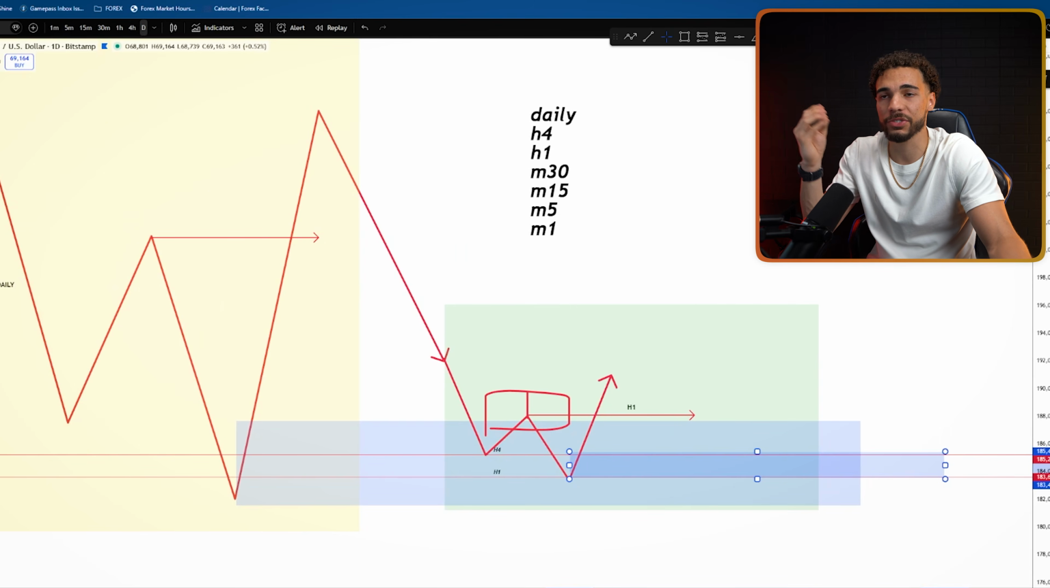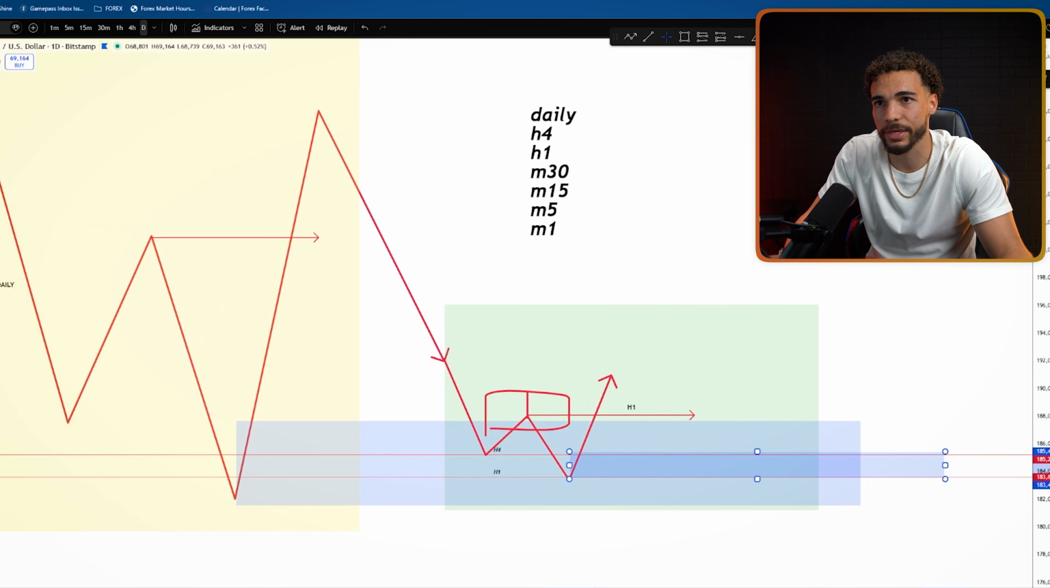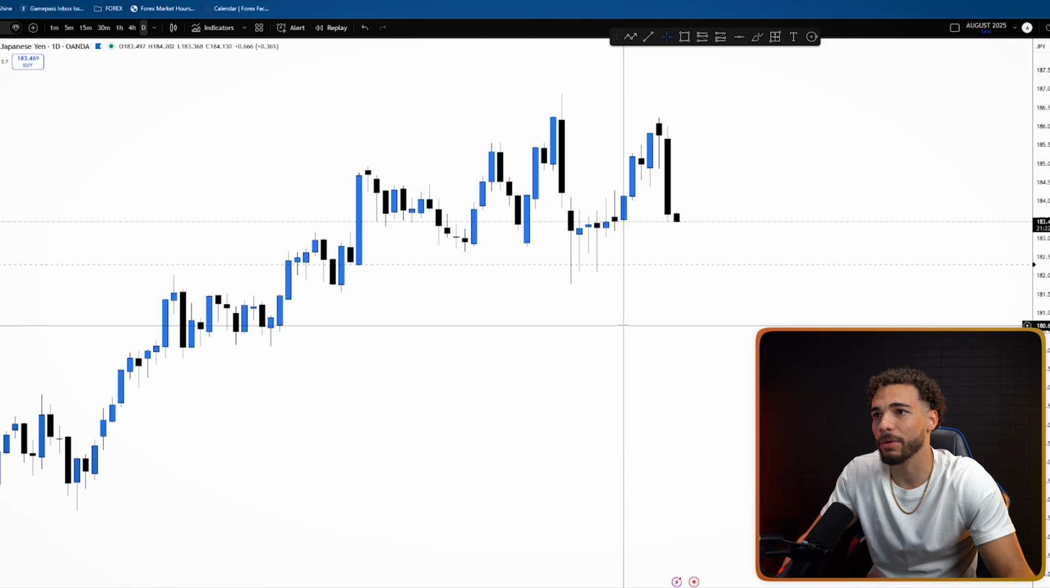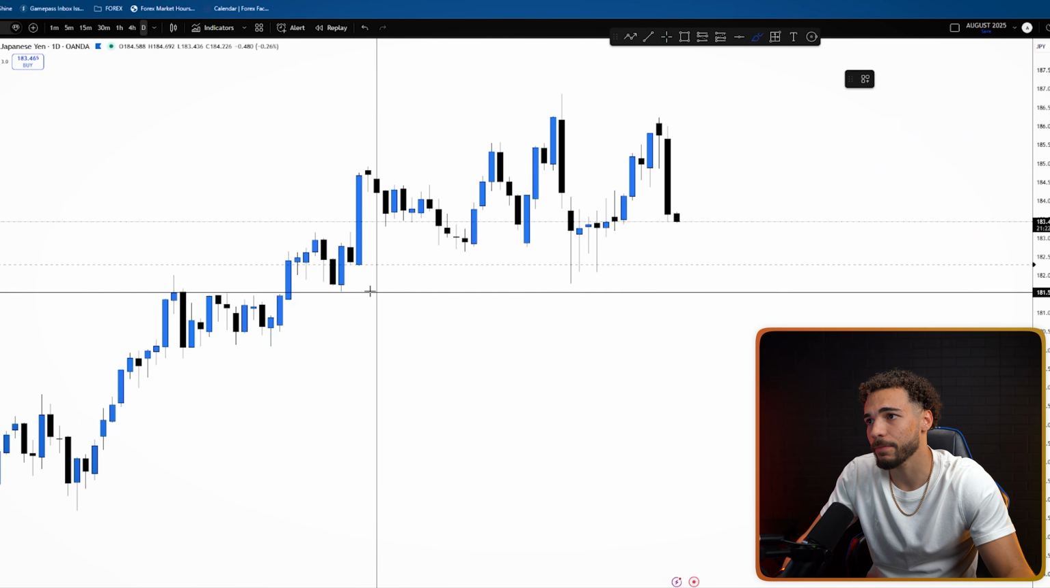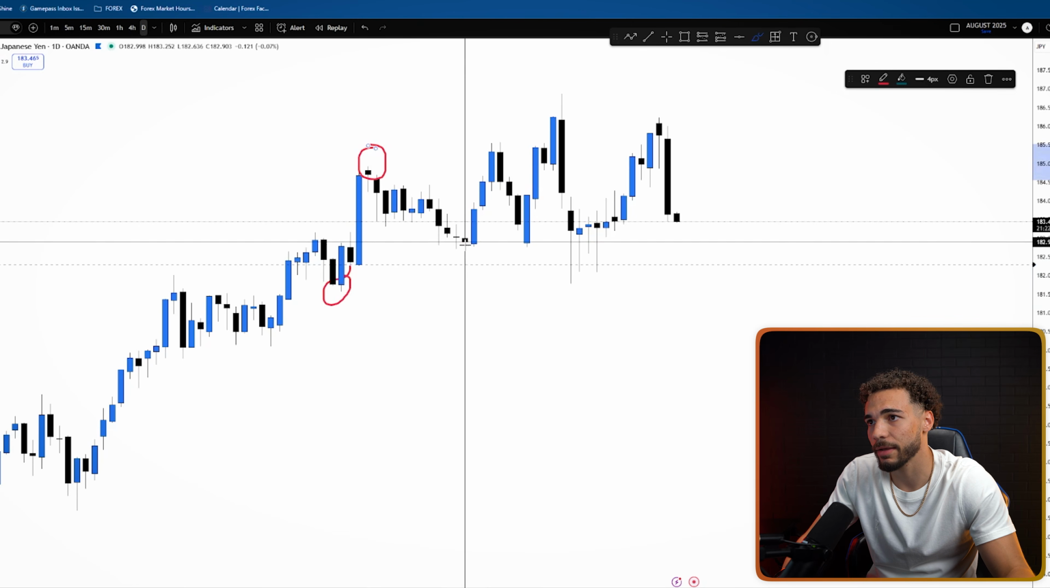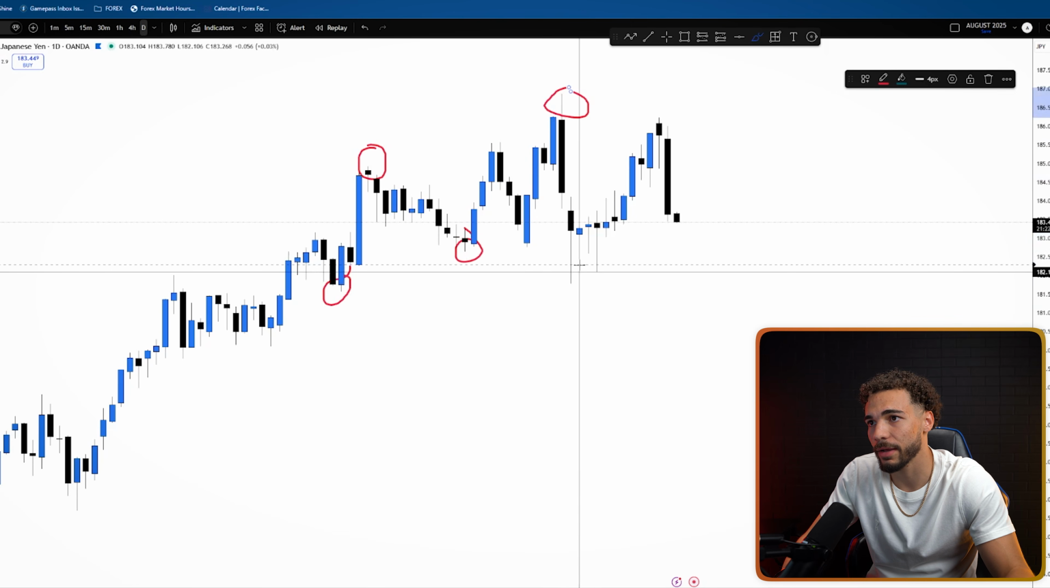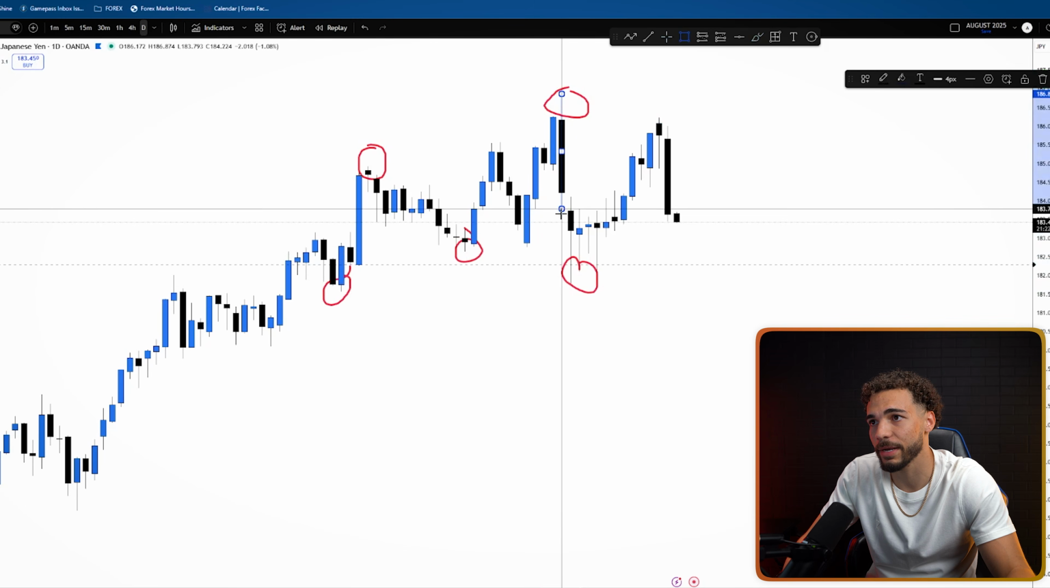So if I bring you guys to an actual charting example, let's look at this one over here. I'm going to start on my daily time frame. And you guys can see over here, we have a low, a high, higher low, higher high, lower low, and then price is now pulling back up into this area here.